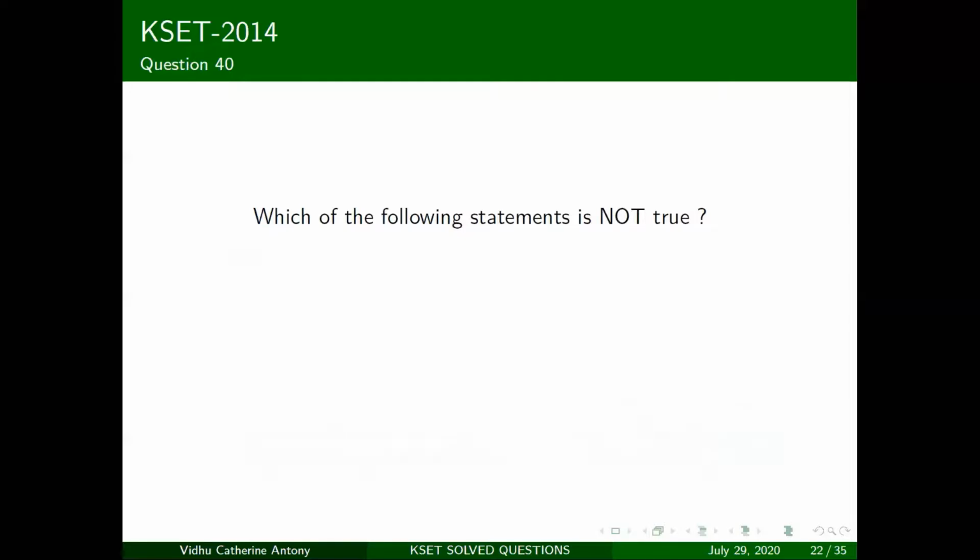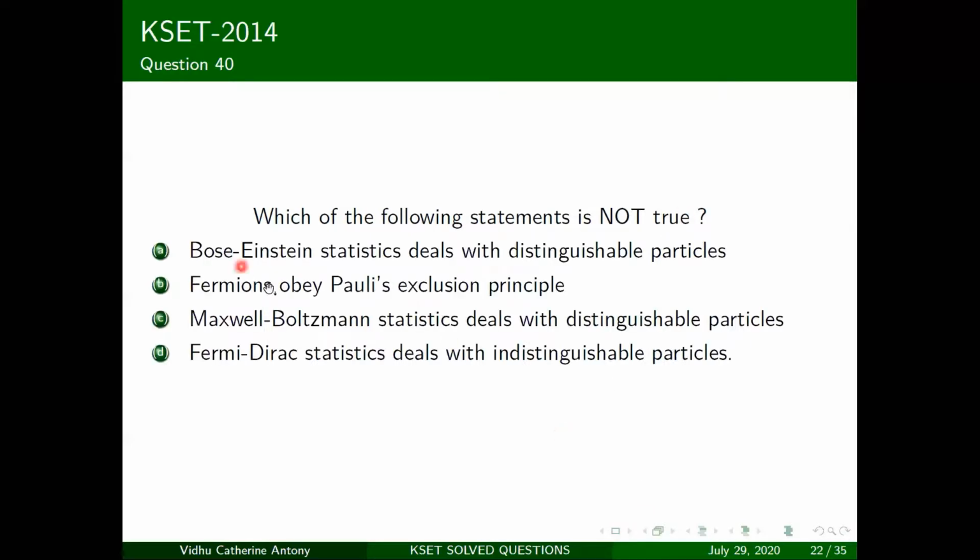There are about 5 more questions that we have. Which of the following statements is not true? This is pretty simple. These are your Bose-Einstein statistics, fermions, Fermi-Dirac, all those kinds of things. I feel like a lot of questions have been asked from this section. Even in the previous paper, we had a couple of them. So let's just go through this.